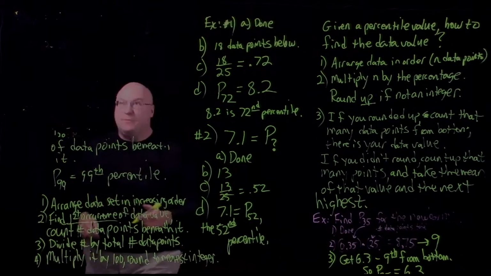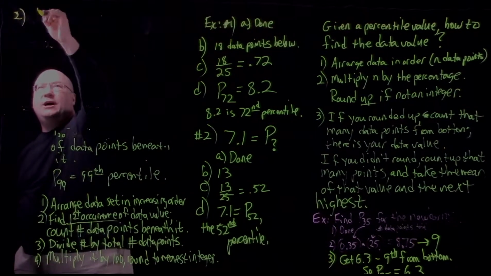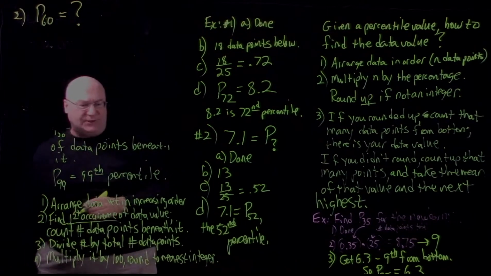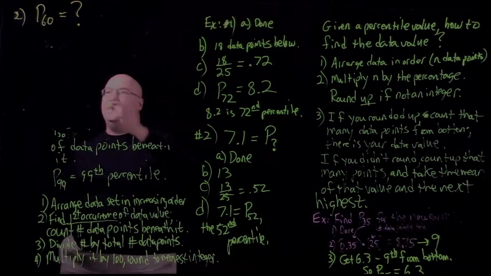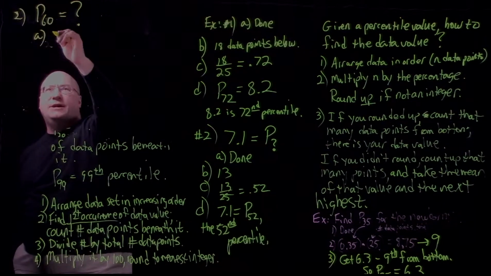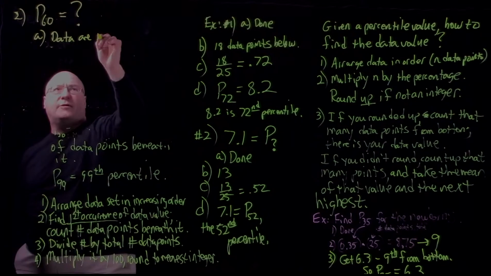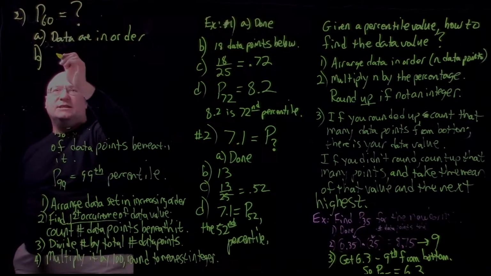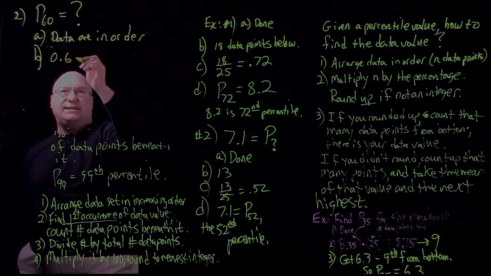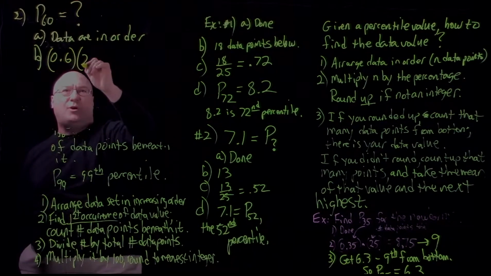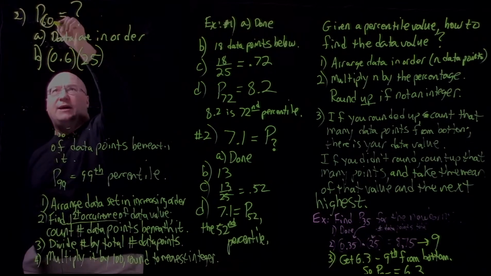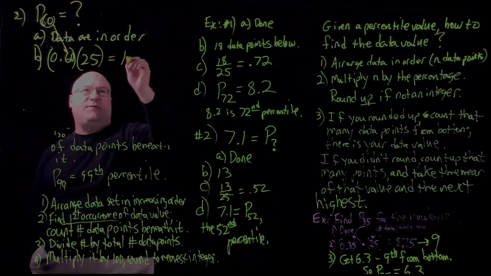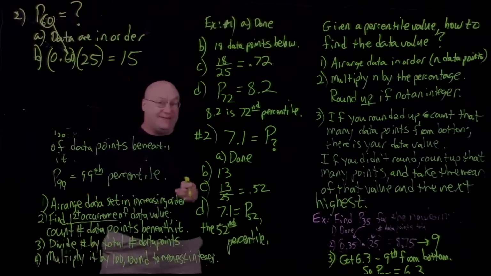Next one is find P60, same data points as number 2. Find P60. All right, so I have the data in order. So this is part A. Data are in order, already done. Part B, I take 0.6, that's 60%, times 25. And again, that comes there because that would be 0.60, right? And this gives me 15. Gives me 15 on the dot.